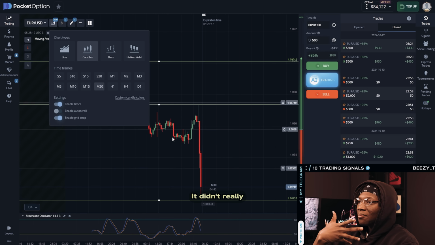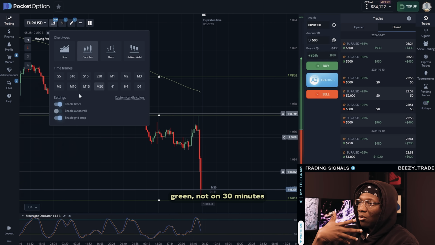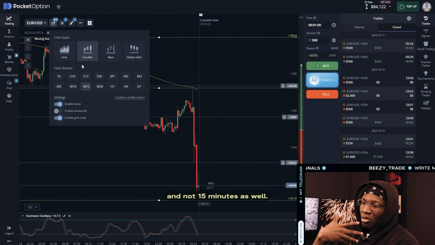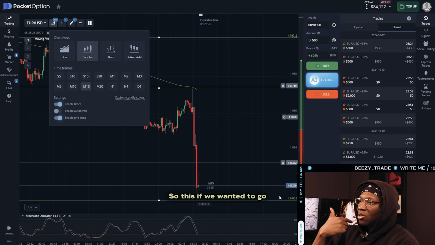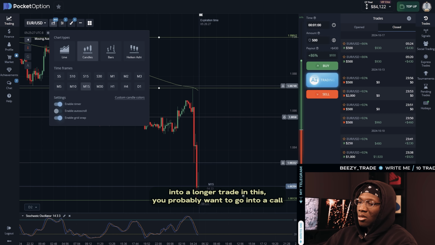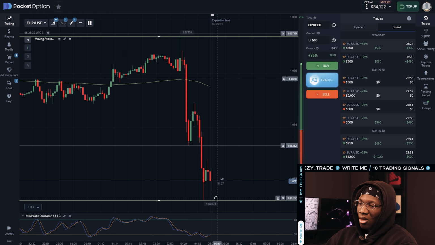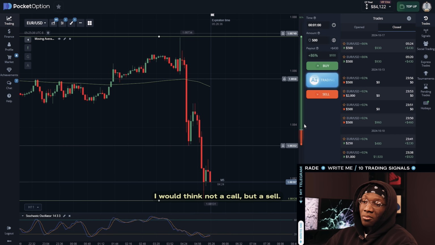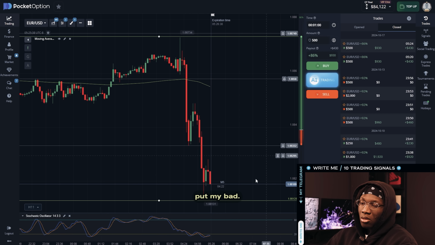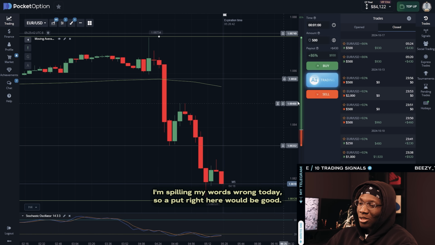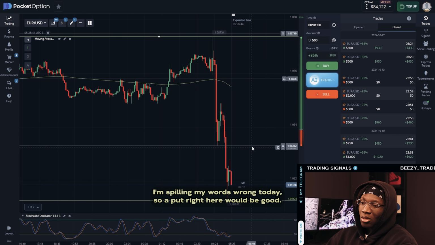We see that it just kind of paused on its way down. It didn't really go green, not on 30 minutes and not on 15 minutes as well. So if we wanted to go into a longer trade in this, you probably want to go into a call for 15 minutes or for 5 minutes here as well. I would think not a call, but a put. My bad, I'm mixing my words up today. So a put right here would be good.